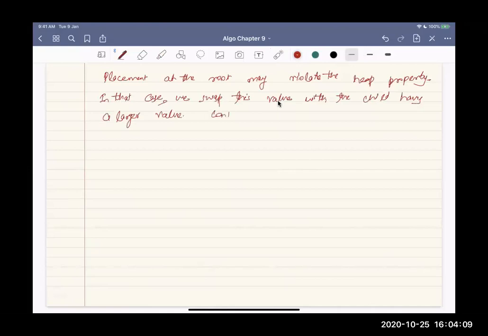And you continue this until the heap property is restored, or you reach a leaf node that does not have any child. Or you reach a leaf.